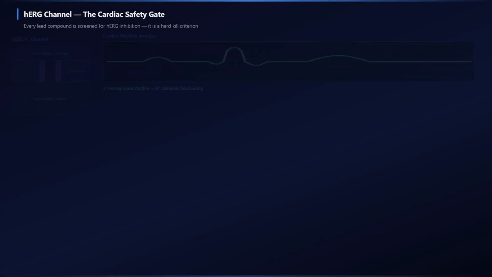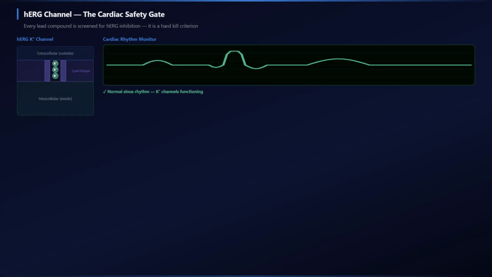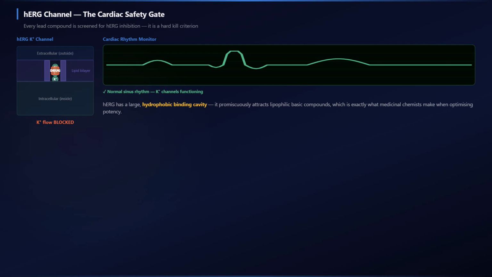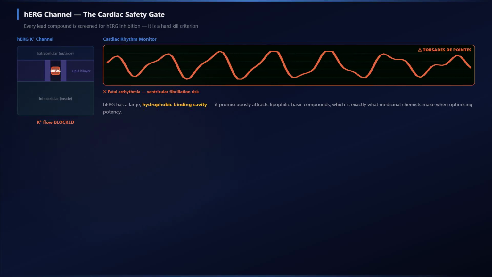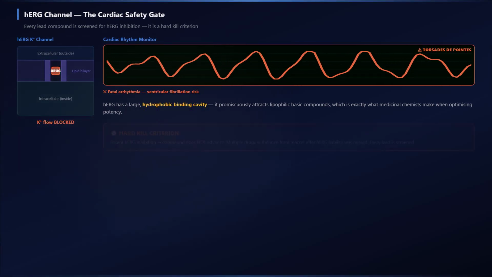Plasma protein binding, because only the unbound fraction of your drug in plasma is free to reach your target, and hERG channel inhibition. What's hERG? The hERG potassium channel regulates cardiac repolarization. Inhibiting it disrupts the electrical cycle of the heart and can cause a fatal arrhythmia called torsade de pointes. Many structurally diverse compounds have hERG liability. It is a hard kill criterion at most pharmaceutical companies. If you inhibit hERG potently, your compound does not proceed.